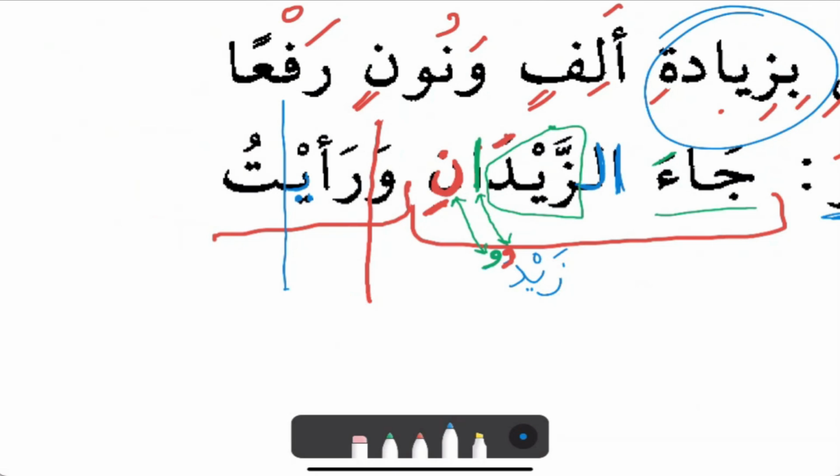Fi'lun ma'udin, past tense verb. Mabniyun ala fathin muqaddar. It's built with an estimated or a disappearing fath. منع من ظهوره كراهية توالي أربع متحركات فيما هو كالكلمة الواحدة. This fatha didn't appear for a reason that we'll talk about later, inshallah. But you estimate that it's there because this is a past tense verb. And the rule is past tense verb is built with fatha, always ends with fatha, even if it's an estimated one or a disappearing one. That's the saying we're going by.